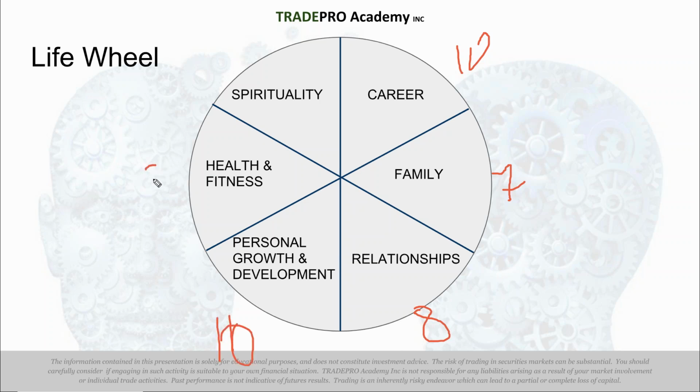Health and fitness, maybe an 8. Spirituality, I'd give myself, you know what, a 7 as well. As you can see, this is it for me. This is my life wheel at this point in my life. If you listen to this recording 4 years from now, it's probably going to be different. But the goal here is to get everything up to be a 10.